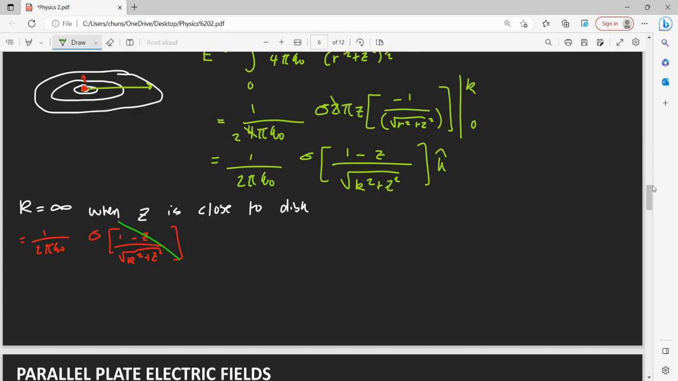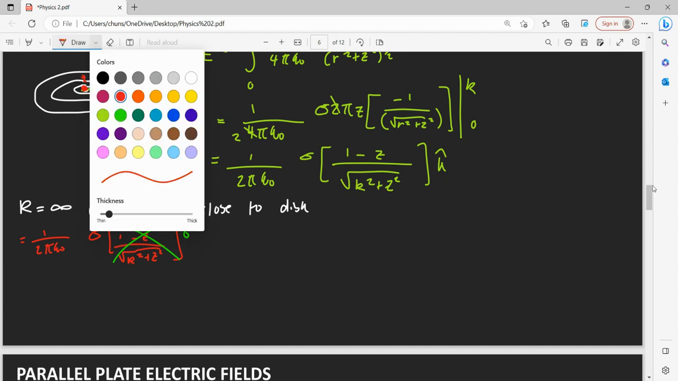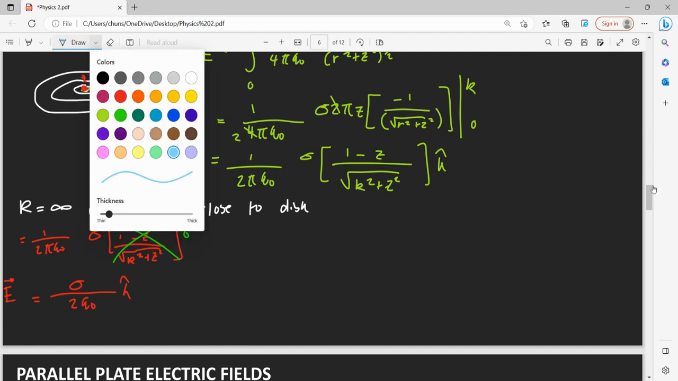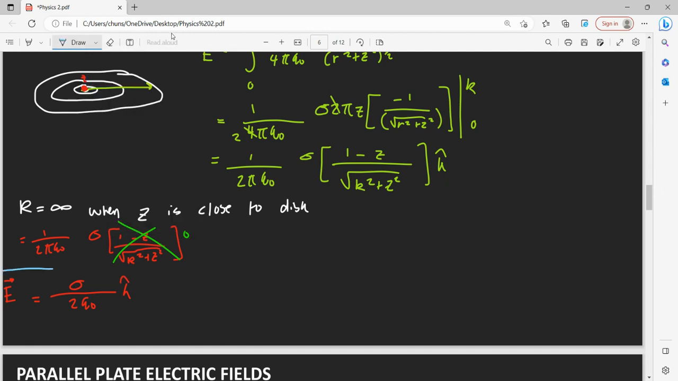In that case, we cancel out that whole term. So now we are just left with linear charge density over 2 epsilon 0, and our pi will cancel out, in the k direction. So it's going to be a really important equation, so make sure you hold on to this. It will show up a lot in exams.